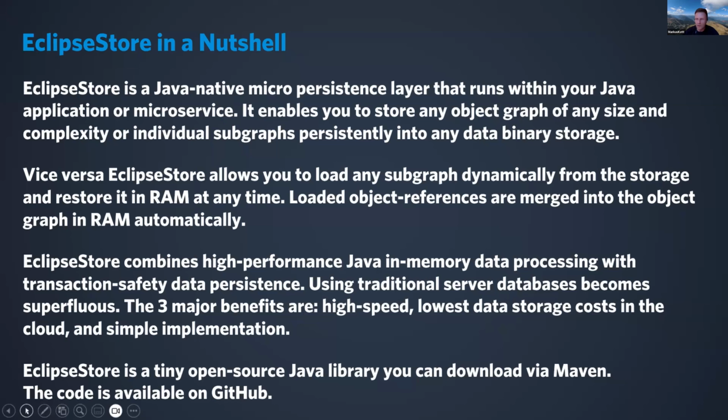EclipseStore is open source, of course, under the EPL, the Eclipse Public License. And the Eclipse Public License allows you to use it in commercial software and closed source software. So you can use it not only for open source. This is the difference to GPL. So the Eclipse Public License allows you, really similar to Java, which is under GPL with classpath exception, to write and produce commercial software as well.